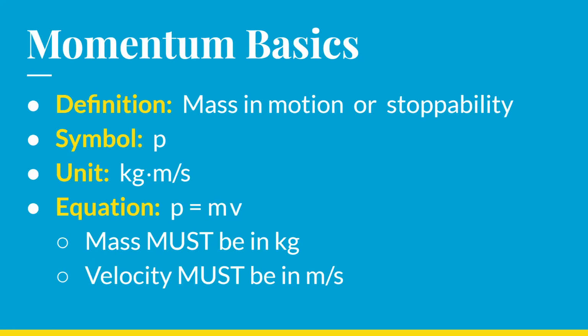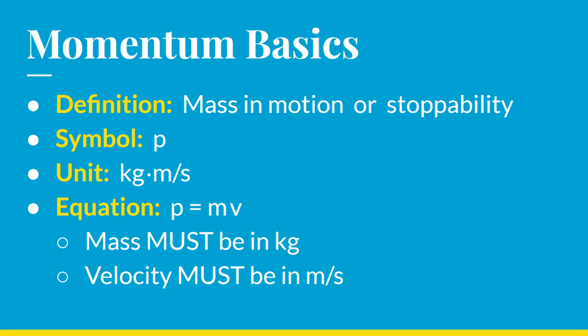This is the definition, and again, you can write down either, it was on the previous screen, mass in motion or stoppability. The symbol that we use for momentum is not an M because we already use the M for mass. The variable that you will see in the equations for momentum is a lowercase p. Momentum is p and it comes from Latin, patere, to go forward. So there is a reason it's a p. The unit for momentum is kilogram meters per second. And you're going to see why if you look at the equation.